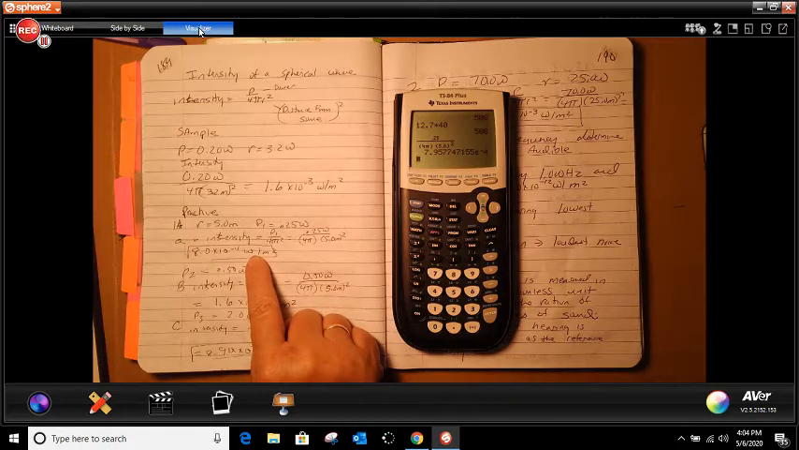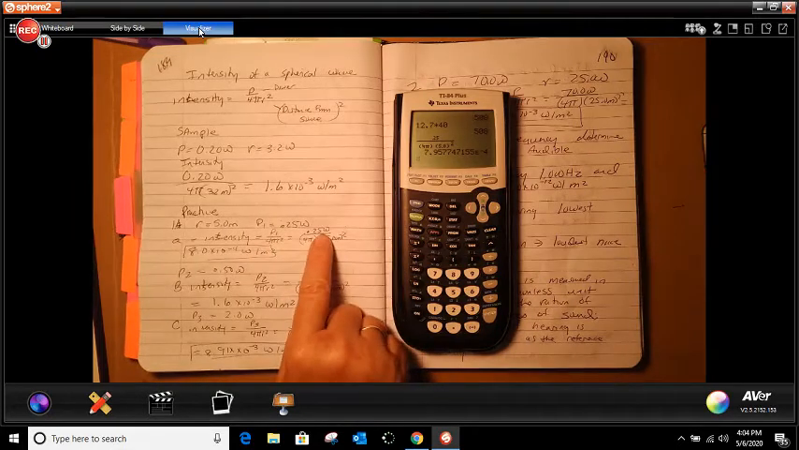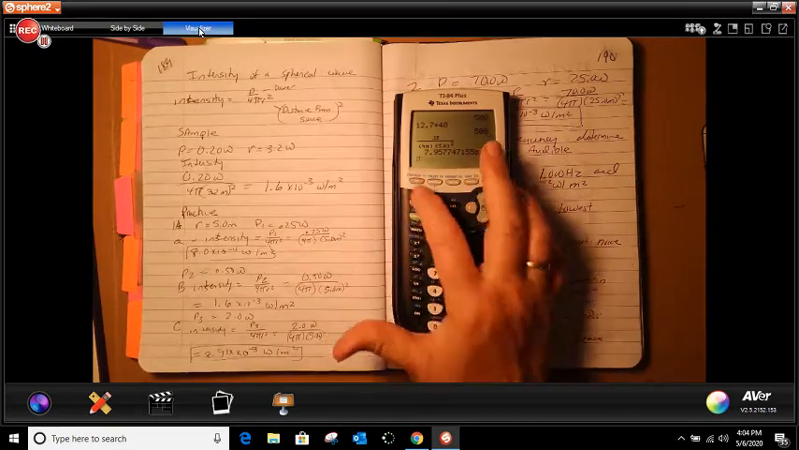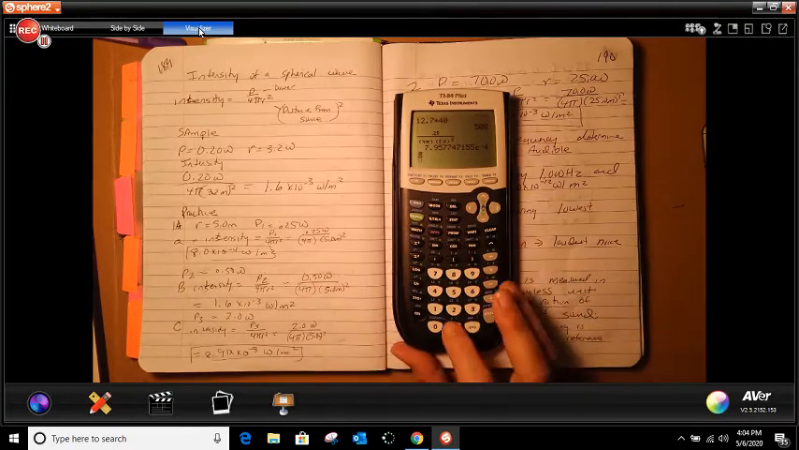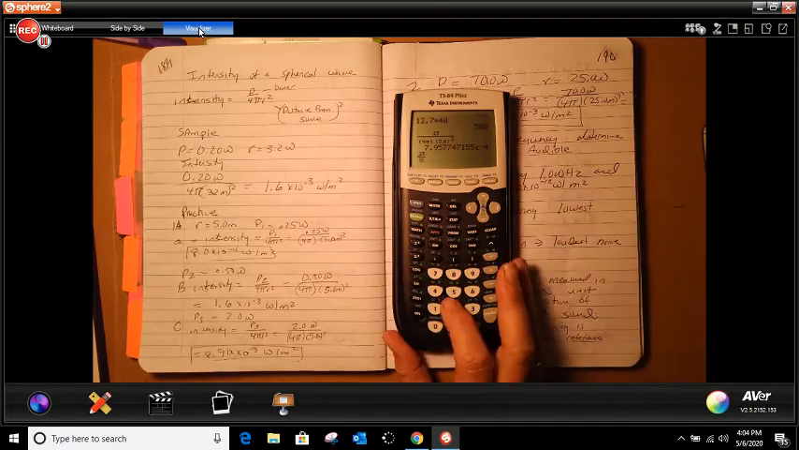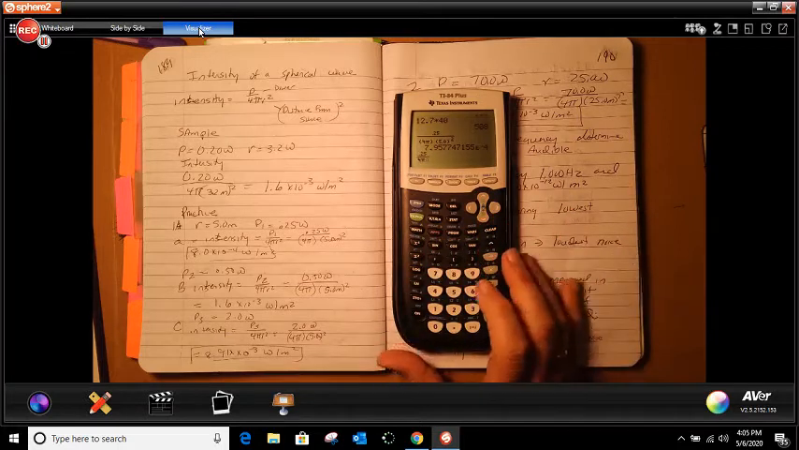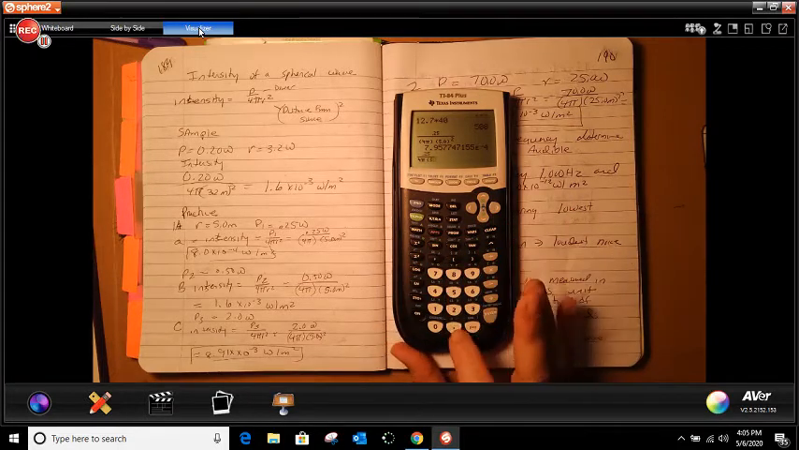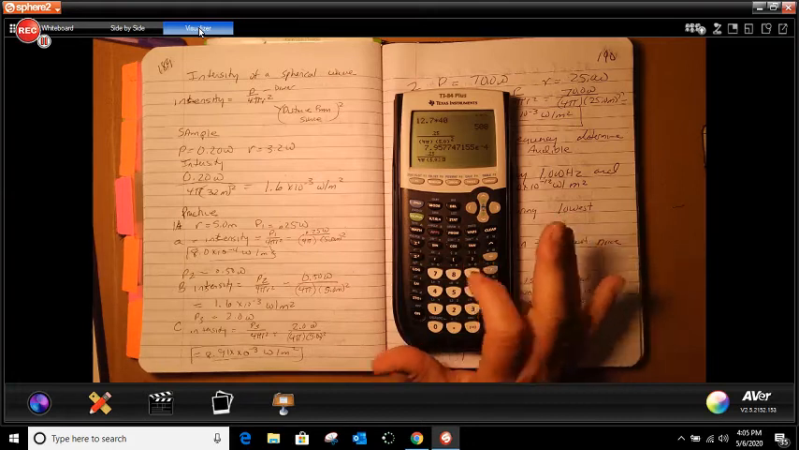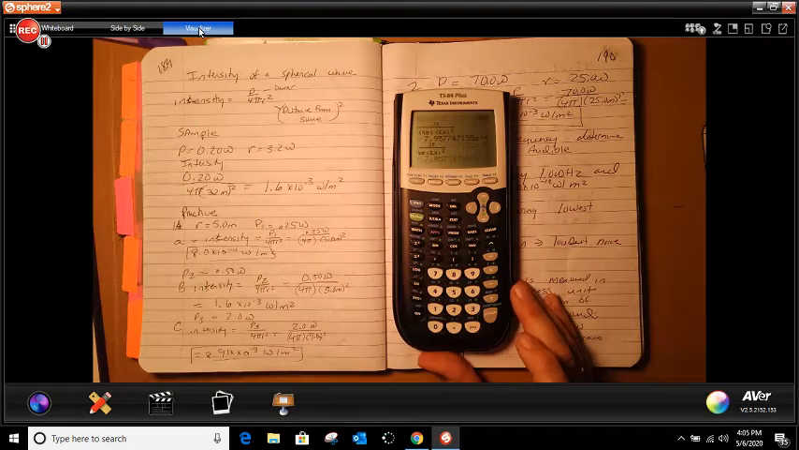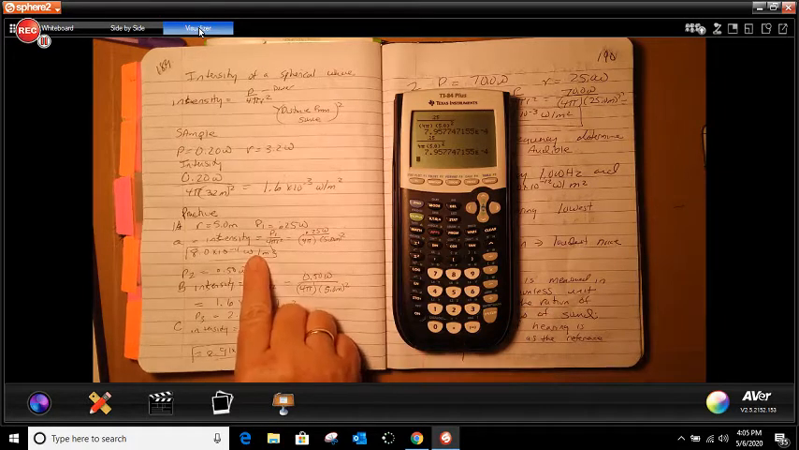If it's 0.25 watts, you're going to take your 0.25, so you're going to use the fraction button. You're going to do 0.25 on top. You're going to do your 4, and then you're going to do your pi. Open bracket, 5.0, close bracket, squared, enter, and I got 7.95, which I rounded to 8.